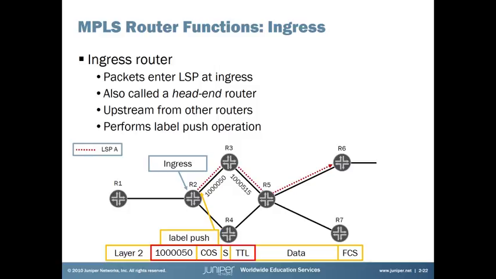Okay, a bit more terminology. Ingress router. The packet enters the label switch path at the ingress router, sometimes called the head-end router. In this diagram, that is R2. That's our ingress router. It is upstream from the other routers and performs a label push operation. So there it is, it's pushing the label onto the packet, sorry. And that then sends that packet along that label switch path. So it's the ingress that performs the push.